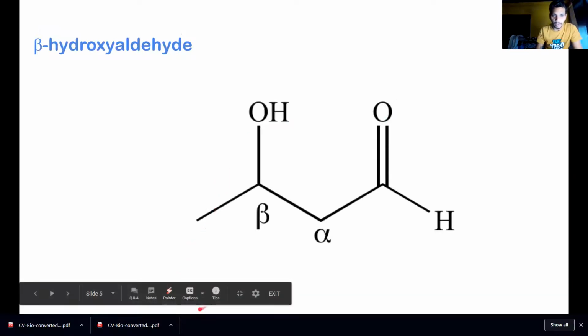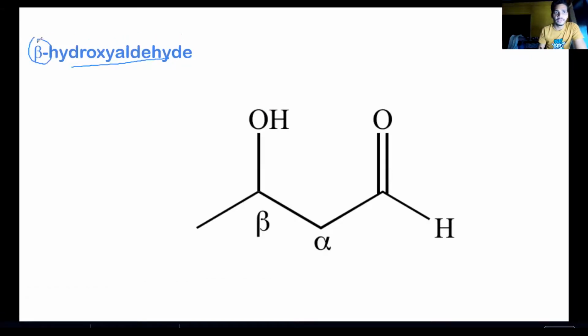Now let's talk about the beta-hydroxyaldehyde. What is beta? Before that, we should know what alpha and beta are. Suppose this is a carbonyl group. Okay, so this is your carbonyl group.